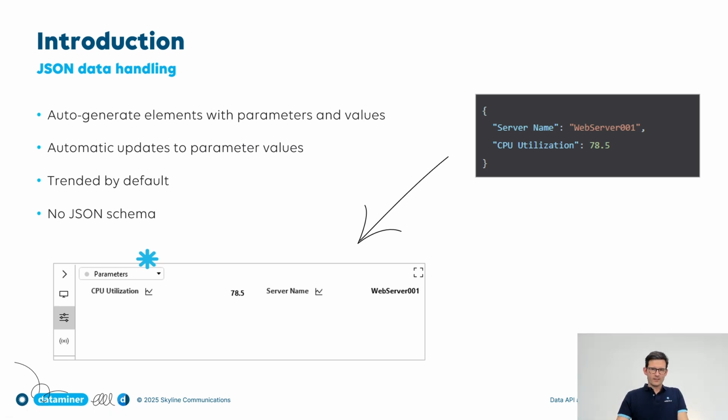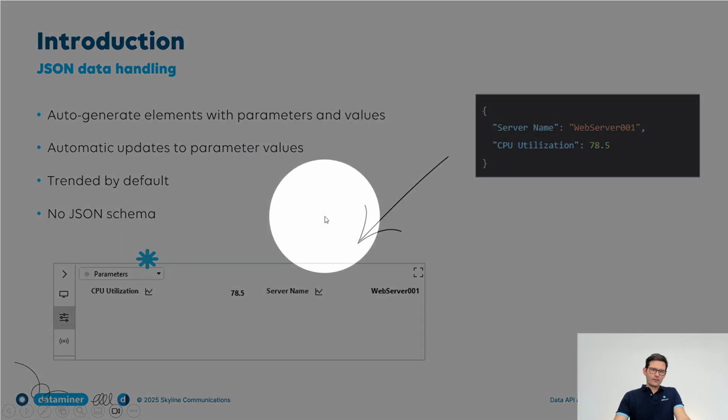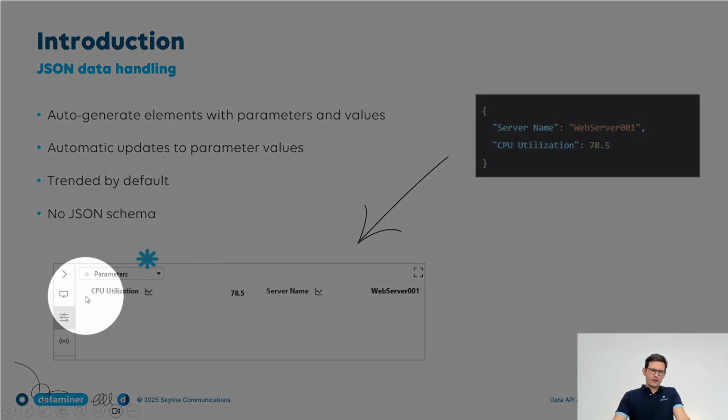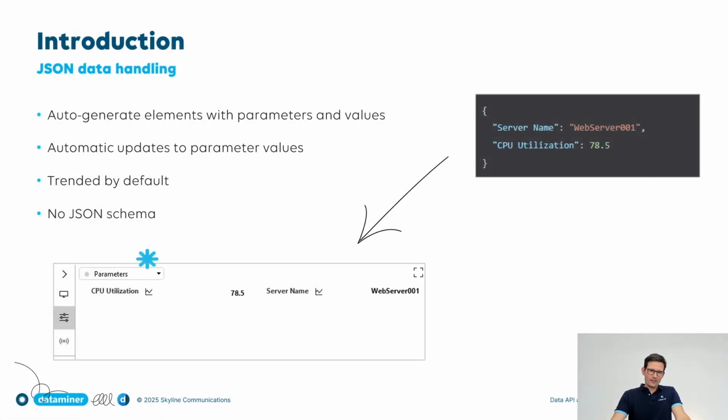What will happen is you will see an element popping up, in a manner of speaking, in DataMiner, and that element is going to have exactly those parameters. I'll have a CPU utilization with the value, and I'll have a parameter server name with the value web server 001, what I actually send to Data API. If I send another request to Data API and the CPU utilization changes, of course, we're going to update that value as we receive updates. That goes without saying.